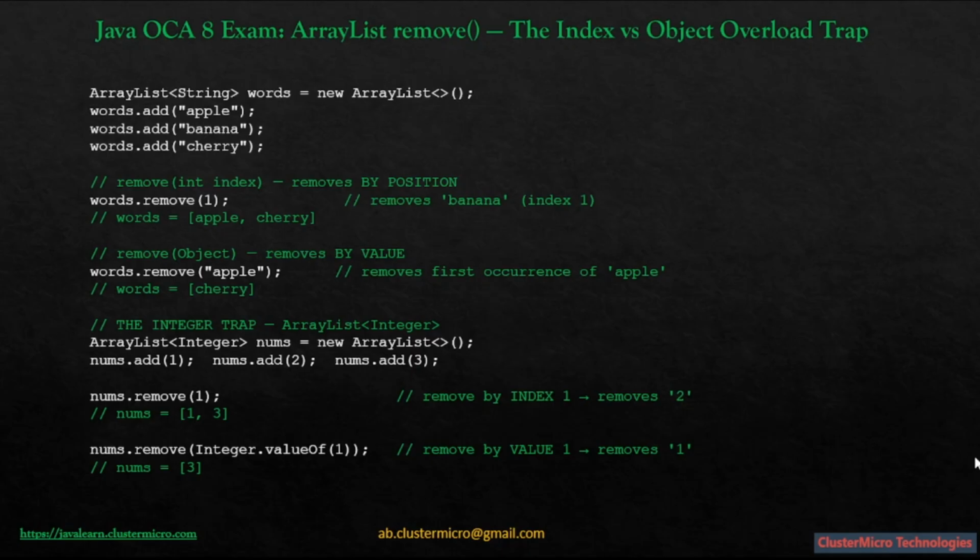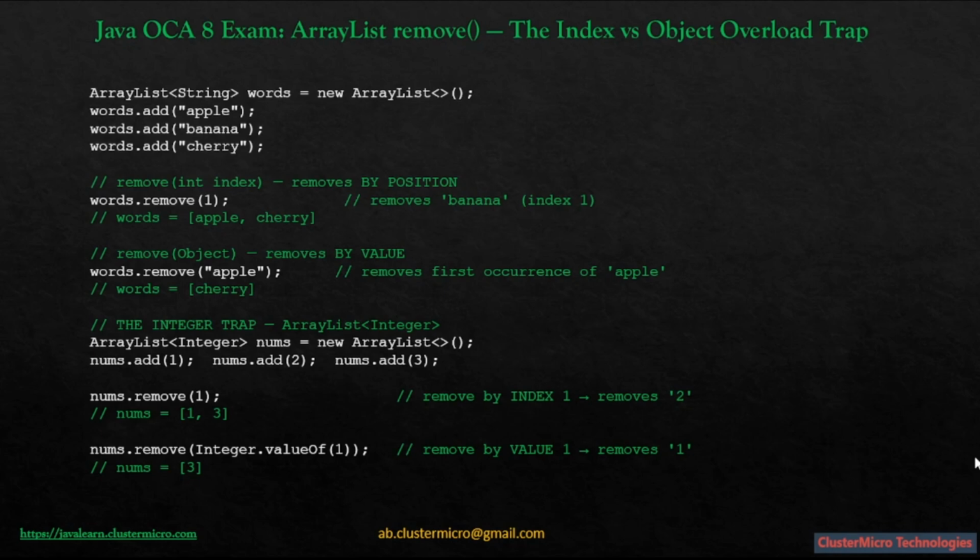ArrayList remove: the index versus object overload trap. The remove method has 2 overloads and the difference between them is one of the most targeted traps in the ArrayList section. Remove with an int argument removes the element at that position. It interprets the argument as an index. Remove with an object argument removes the first element in the list that equals the object. It interprets the argument as a value.